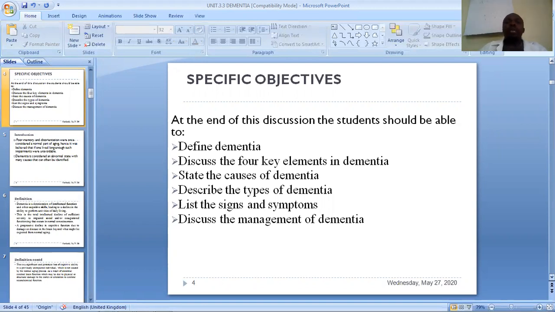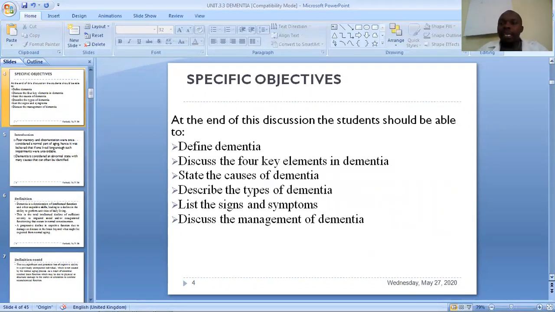They should also be able to state the causes of dementia. Students should also be able to describe the types of dementia. The students should also be able to list the signs and symptoms of dementia. And finally, the students should be able to discuss the management of dementia.